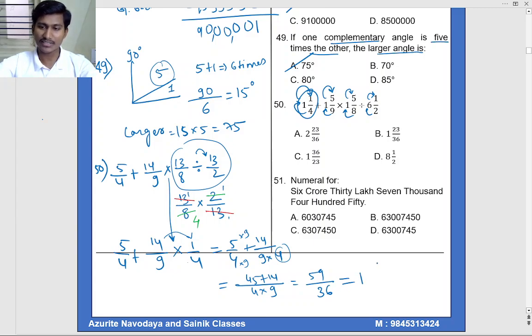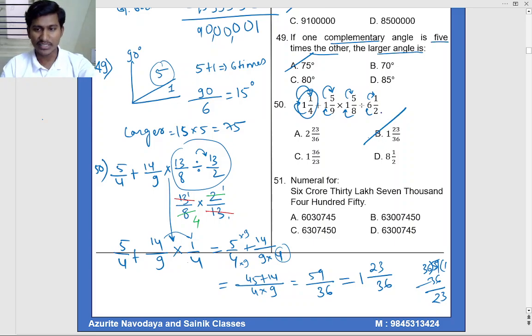36 ones are 36. So what will be remaining from 59? If you want to do it here, 59 is there, right? So here 36. 36 ones are 36. If you subtract, it will be 9 minus 6 is 3, and 5 minus 3 is 2. So 23 will be remaining here, and 36. So 1 and 23 by 36. So the answer is option B here. Okay, so that is the answer for that question.